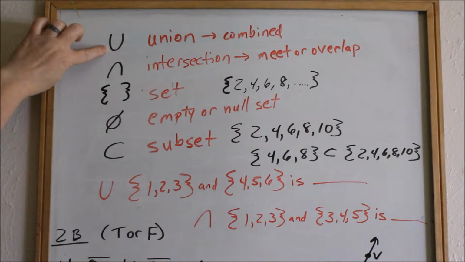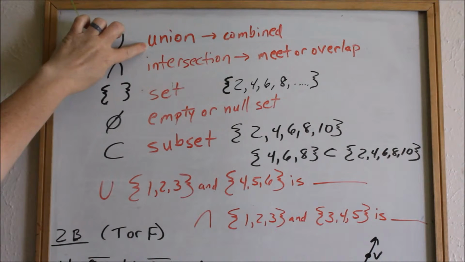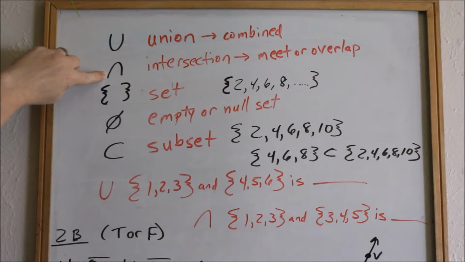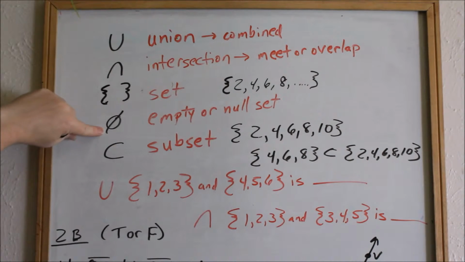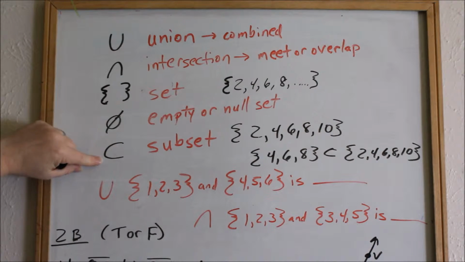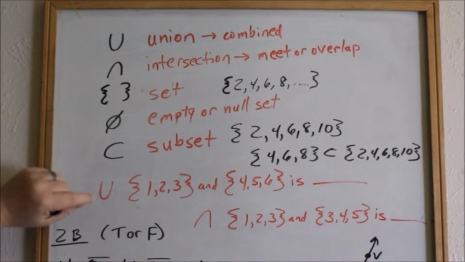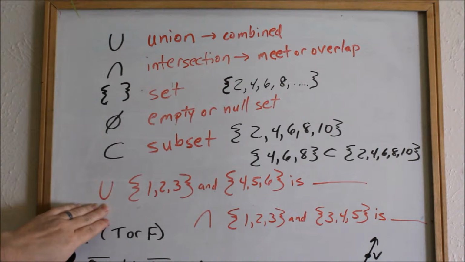So just quickly, U for union, combining, adding together. The opposite of that is intersection, two or more things meet or overlap. This symbol means a set of numbers, a set of something. This means there's nothing there, empty or null set. The sideways U means subset. So let's just look at this example down here.